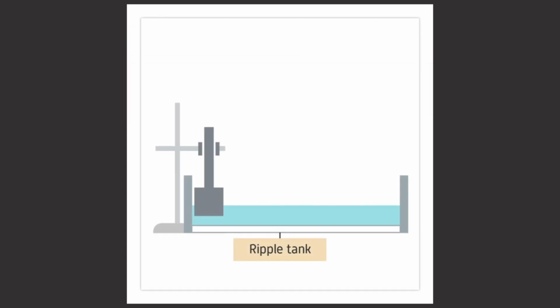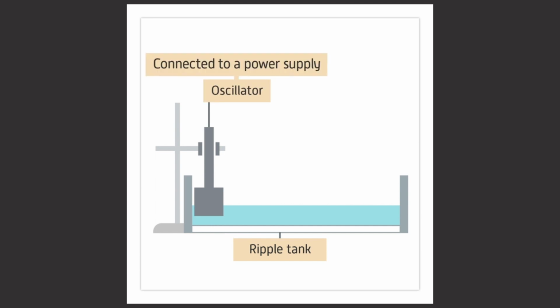You can find the speed, frequency, and wavelength of water using a ripple tank. A ripple tank is a shallow tank of water with an oscillator at one end. The oscillator is connected to a power supply. Ideally, the bottom of the ripple tank should be made from a transparent material so that you can put a sheet of white paper under the tank. This allows you to see the waves more clearly.